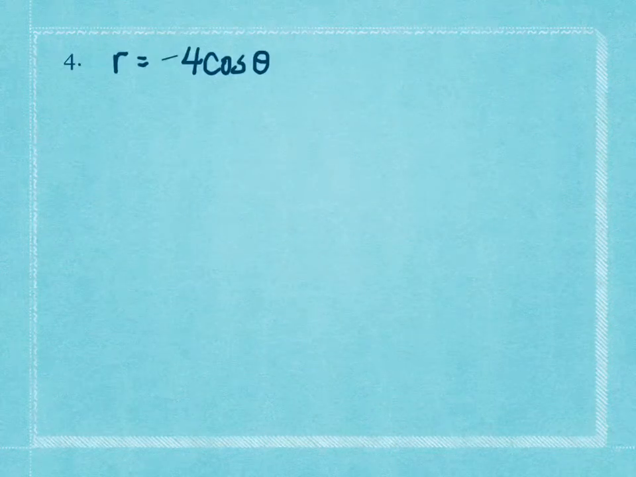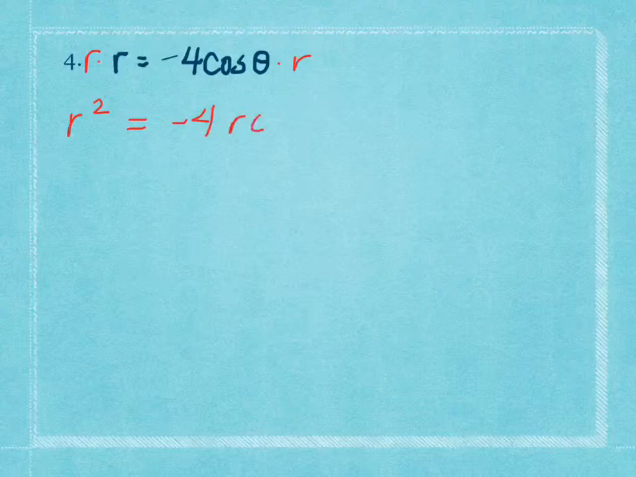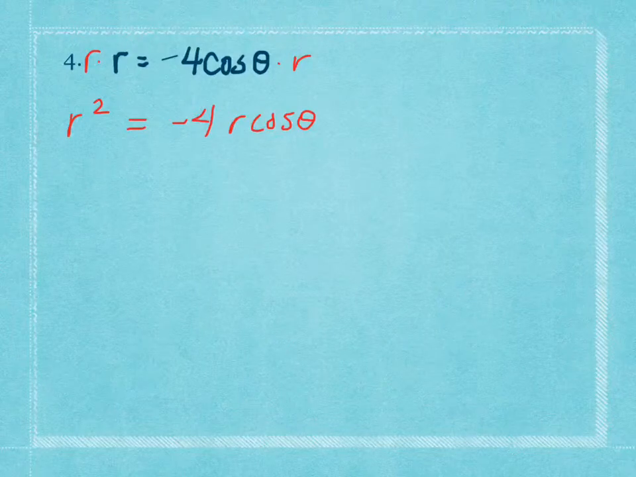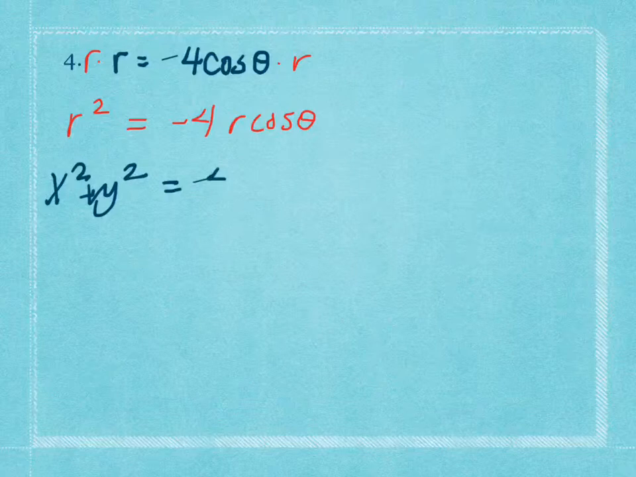All right, so what I'd like to do is to take this equation, and I'm going to show you why this works. We're going to multiply both sides by r, okay? So that gives me r squared on the left and negative 4r cosine theta on the right. From your rectangular coordinate conversions from section 5.1, what is r squared? What is r cosine theta?